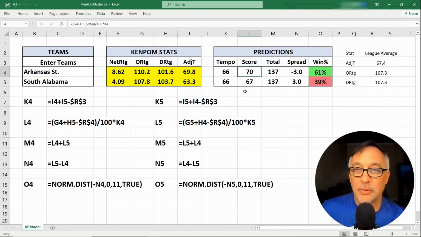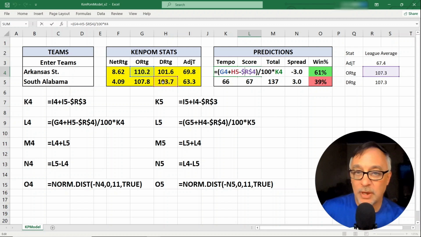Let's check it out. The score for Arkansas State is simply their offensive rating. That is the number of points per 100 possessions. Add that to the defensive rating for South Alabama. That's down here in H5. And just like we did with the tempo, we're going to subtract the league average for offensive rating. That's 107.3. Now this time we divide by 100 because these are the number of points scored and allowed per 100 possessions. So dividing by 100 gives us number of points scored and allowed per possession.